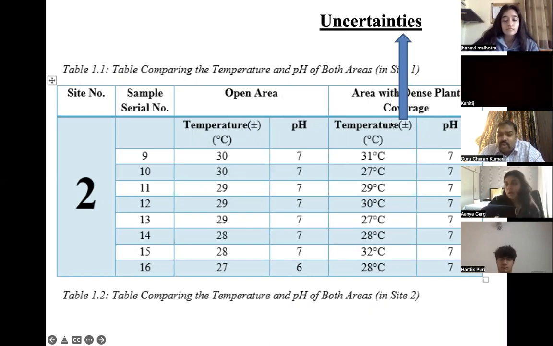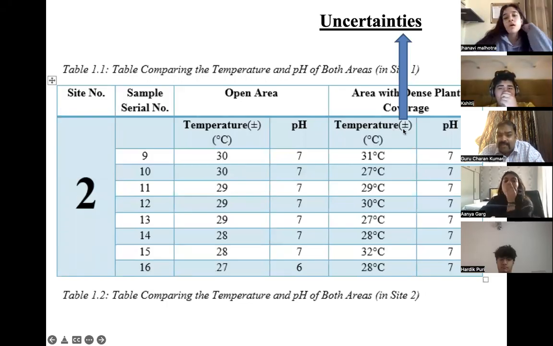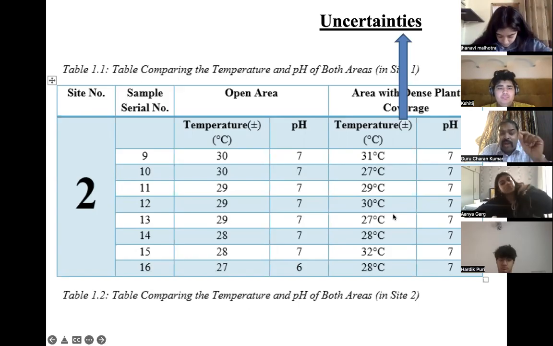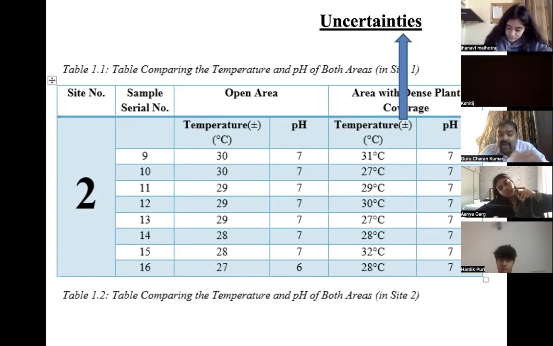And then here students have put plus or minus. Why plus and minus? Children, this is called the uncertainty. What do you mean by uncertainty? It is not an accurate value. It could be plus or minus 1. This is only for the water or soil temperature, that kind of measurement.